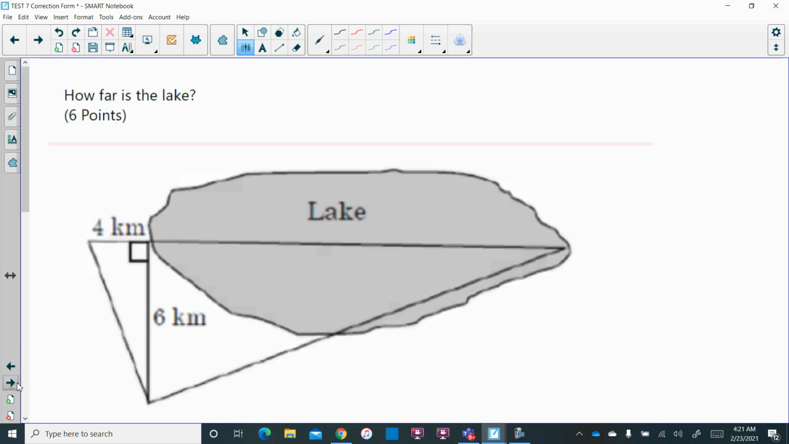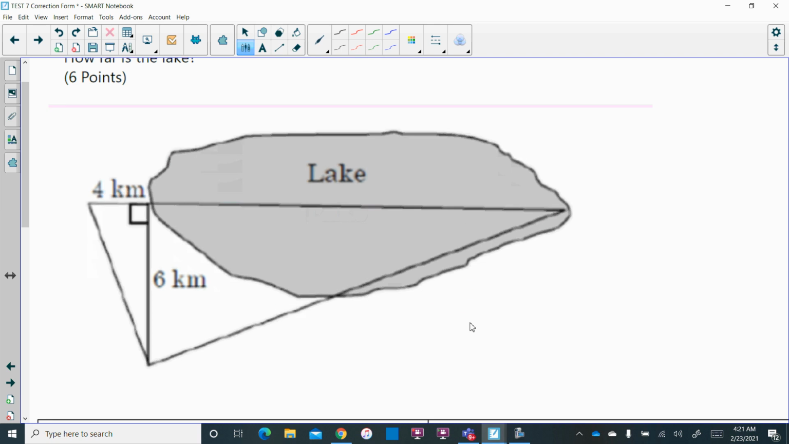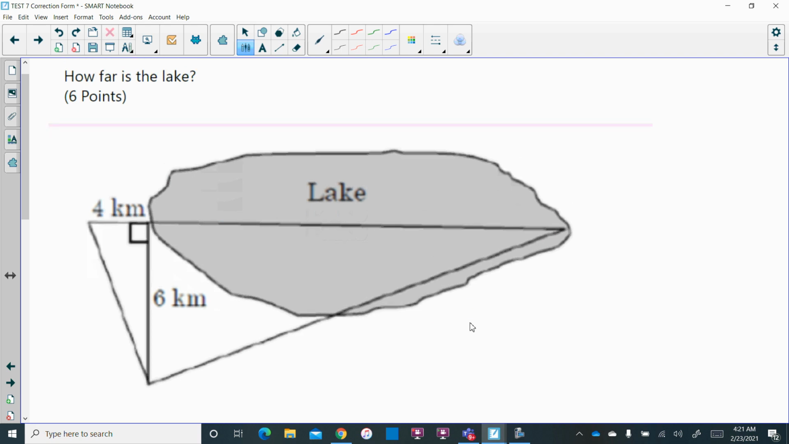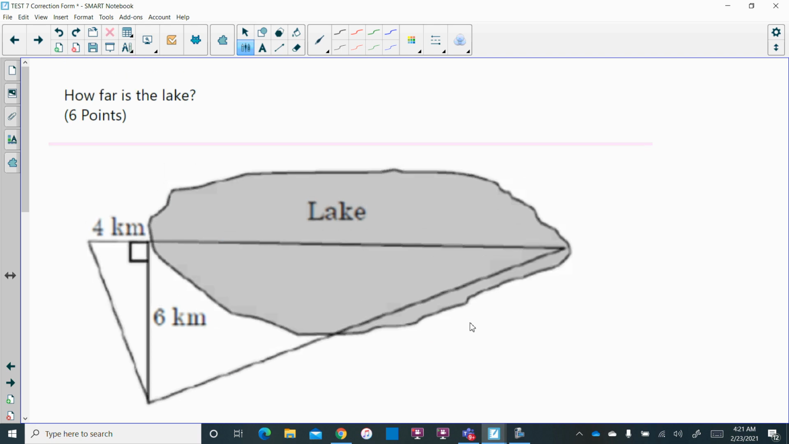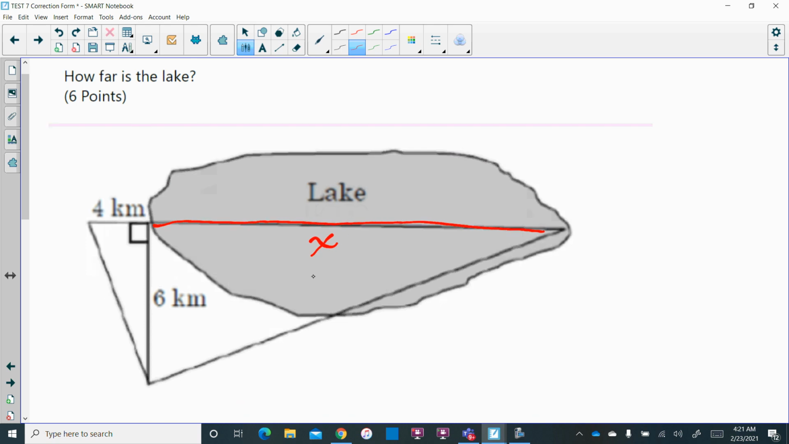So for the next problem, this problem was straight off a homework that I gave you. It was a geometric mean homework. This is how far is the lake. So the lake is this section here. I don't know that, so I'm just going to put an x there. And we have the altitude. Okay. So this again was heartbeat.